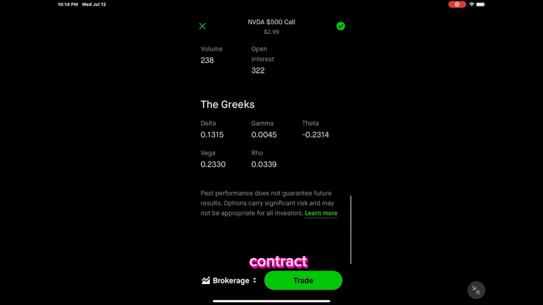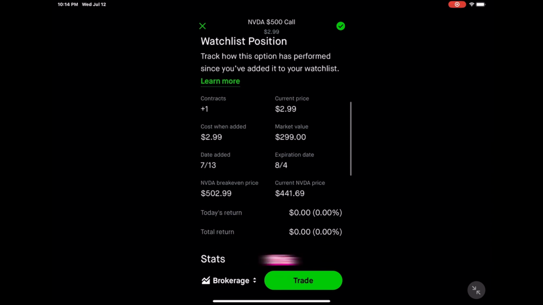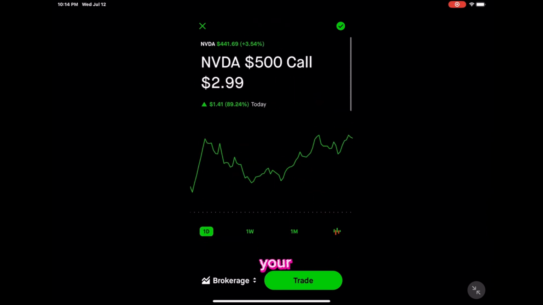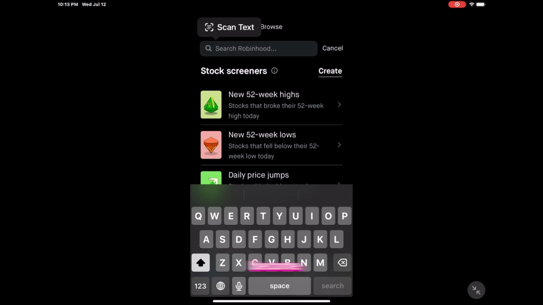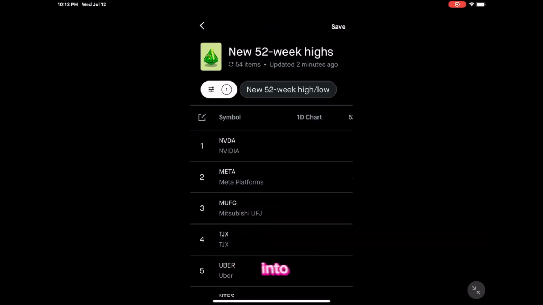When you buy a contract, you're going to see a page similar to this that will tell you your today's return and your total return. It'll tell you your break-even price and how much you are currently losing or gaining. This is crucial if you want to learn to become a better option trader because it's going to allow you to practice and experiment with trades.